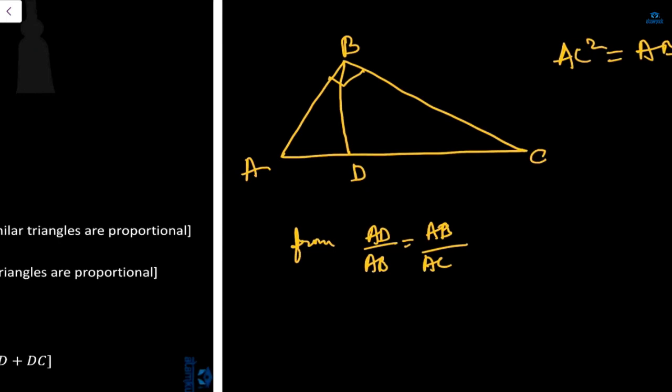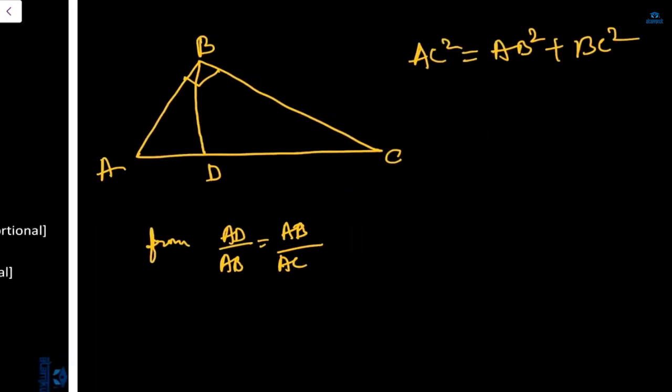Now you see the order of the triangles here. Triangle ADB is similar to triangle ABC. Why am I writing ADB? Because D is 90 degrees and A is common here and B is 90 degrees. So when you are taking the sides, they should also fall in the same way. So AD by AB.